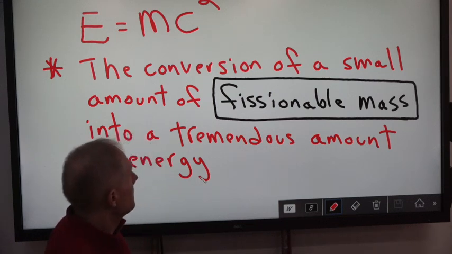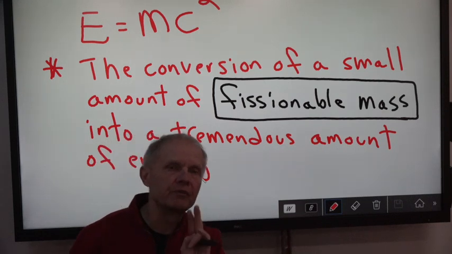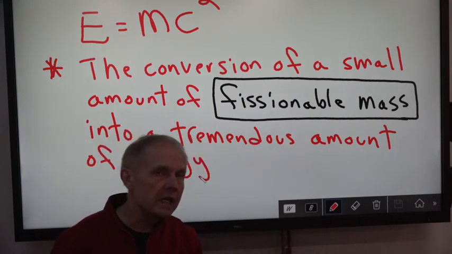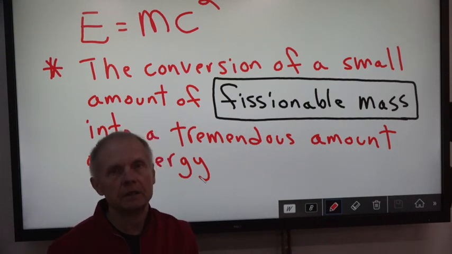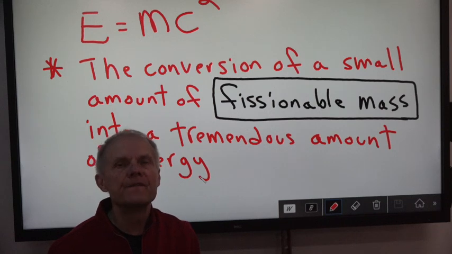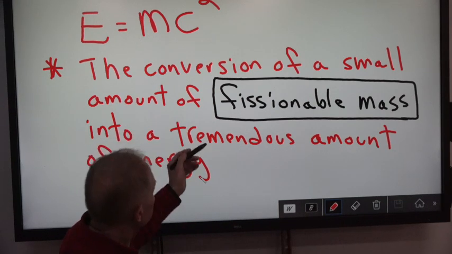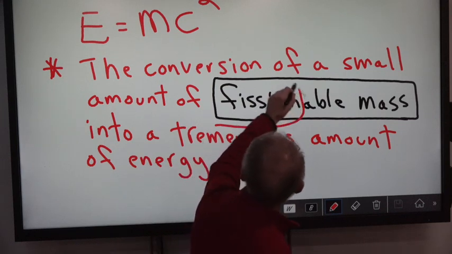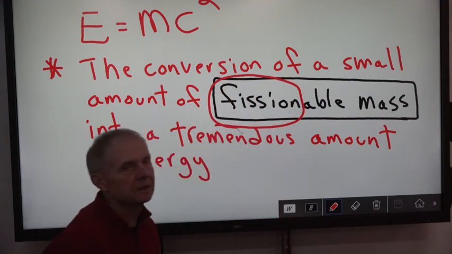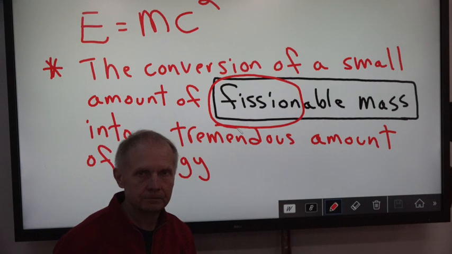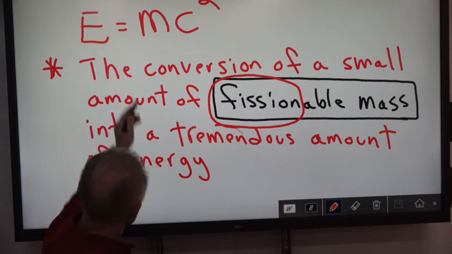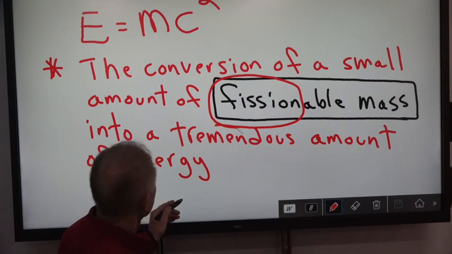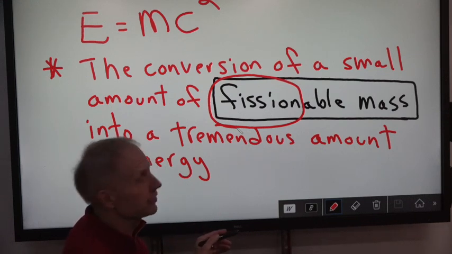All right. Now, there are 2 types of nuclear reactions. We are only going over one type today. And the type today is called fission. And look, it's right there in the word fissionable. Okay? So, if you have your black notebooks, this should be written in there. And then we are going to put this down.